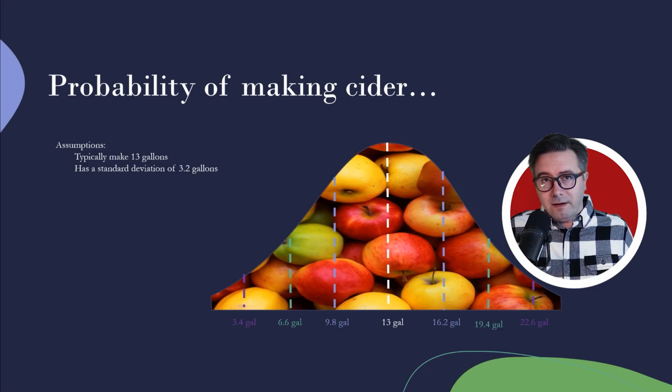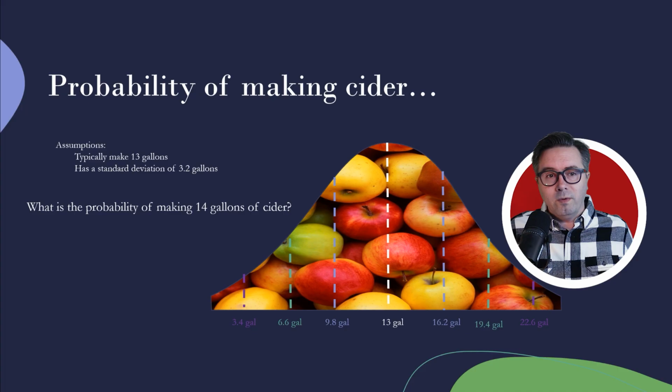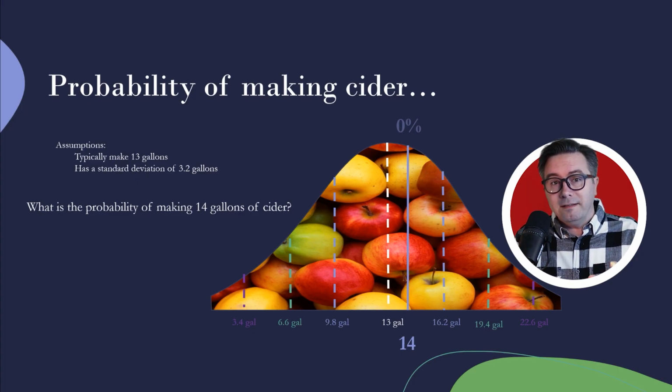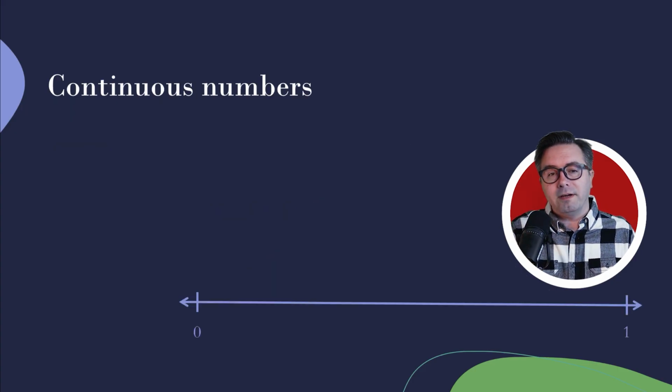Now, let's take a look at this further. The probability that I had asked before was, what's the probability of making 14 gallons of cider? And to understand that, we got to understand a little bit more about continuous values. So here is 14. It'd be around here. I estimated all these. I didn't measure any of this. So if this is about 14 gallons, the probability of getting 14 gallons is 0%. Let's talk about this a little bit more. This is what I'm talking about with the continuous values.